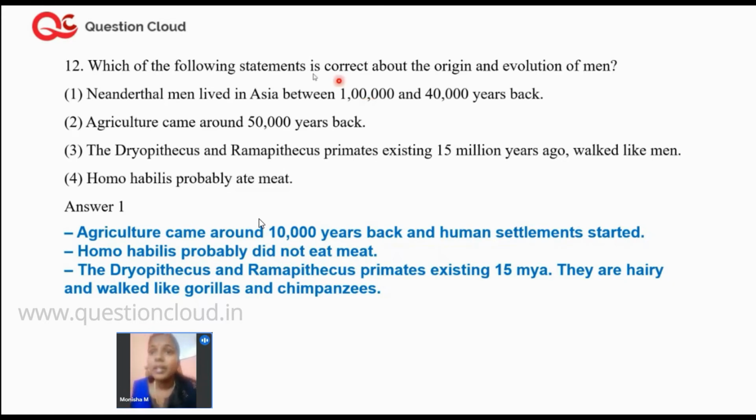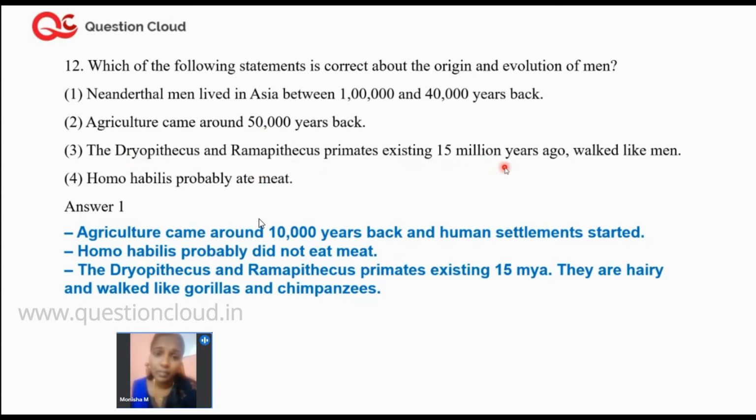Okay, so this particular men, that is Neanderthal men, actually lived in Asia. Asia includes India, China, Japan, Singapore, Malaysia, all the Asian countries. Neanderthal men lived around 1 lakh to 40,000 years back. Okay, so that is actually the right statement about evolution of man. Agriculture came around 50,000 years back. That is again an incorrect statement. Then the Dryopithecus and Ramapithecus primates existed 15 million years ago.